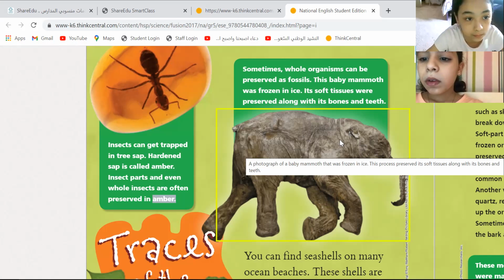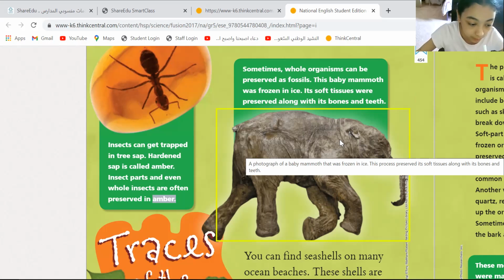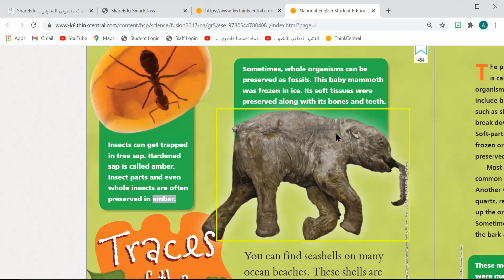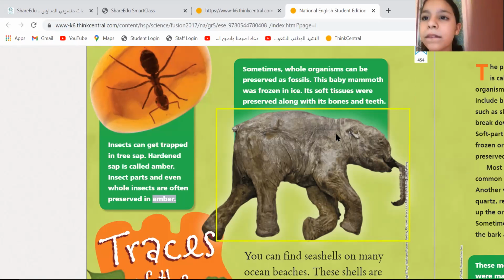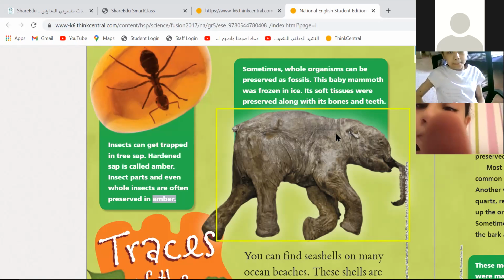They did not decompose. You know when living things die, what do they turn to? To fossils? No, not all dead animals turn to fossils. There must be something that happens to them to turn to fossils. For example, the insect. Now we are learning how they turn to fossils. But the normal dying living things, what do they turn to? They will become decomposed. Remember?